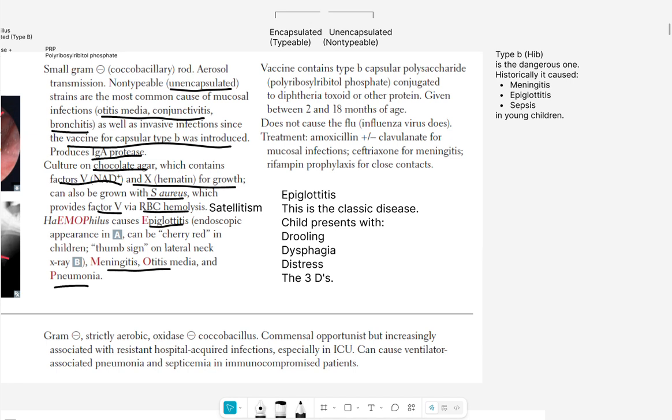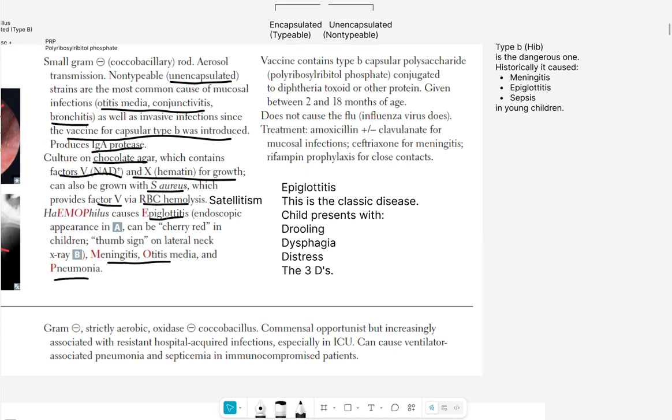Just remember that. What is the capsule made of? The capsule contains polyribosyl ribitol phosphate. This capsule is the major virulence factor. Why is the capsule dangerous? Normally, the neutrophils eat bacteria. The capsule prevents phagocytosis, so immune evasion is very easy. Bloodstream spread is very easy, so meningitis, epiglottitis, and sepsis happen.